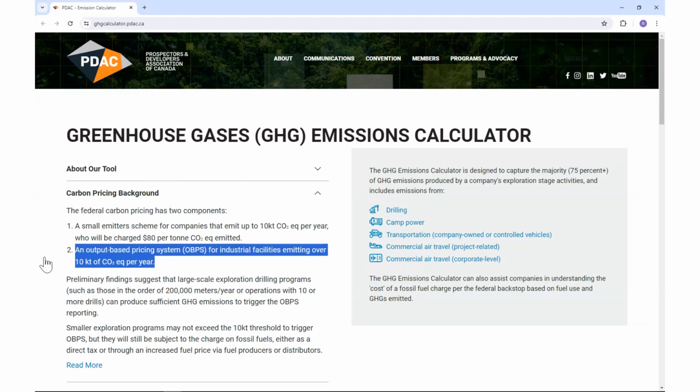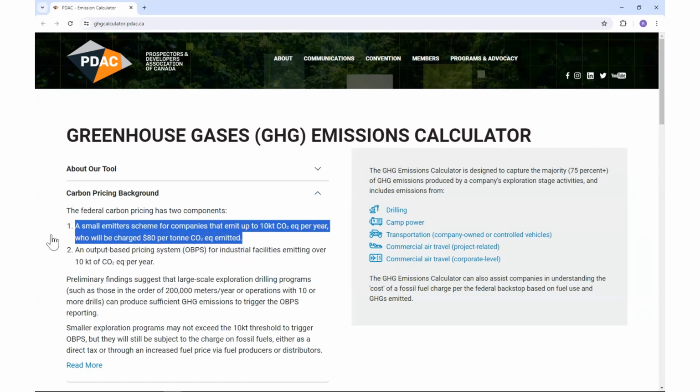The federal government has two carbon policies, one that is relevant for large emitters, which emit above 10 kiloton of CO2 equivalent per year, and it is an output-based scheme. The other policy is relevant for small emitters such as exploration companies, and in which the tax is based on input fuels. This is the policy by which our calculator is guided.